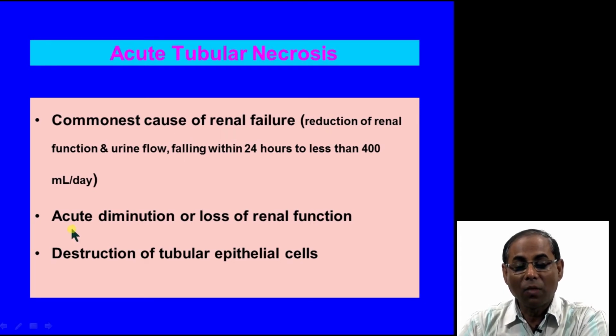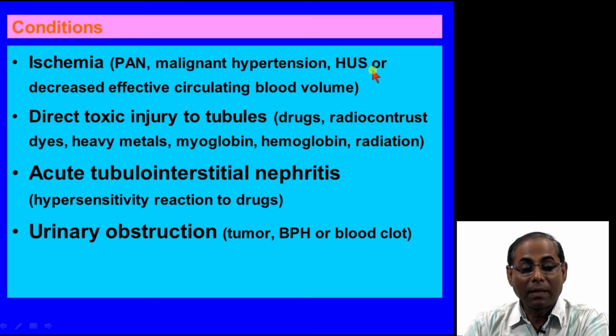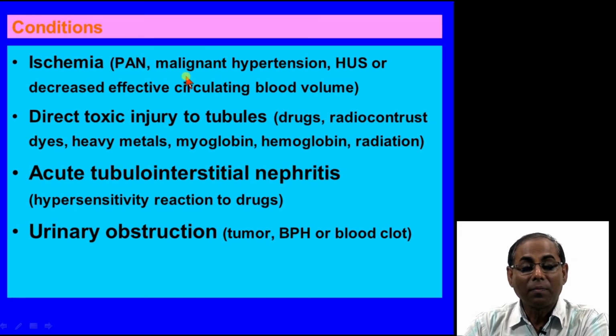So, it is the commonest cause of renal failure, and there is acute diminution or loss of renal function, and usually it results from destruction or dysfunction of the tubular epithelial cells. Now, ischemia can cause acute tubular necrosis. There may be different causes of ischemia, say vascular disease like polyarteritis nodosa, malignant hypertension, hemolytic uremic syndrome, or some decrease in effective circulating blood volume inside the kidney.